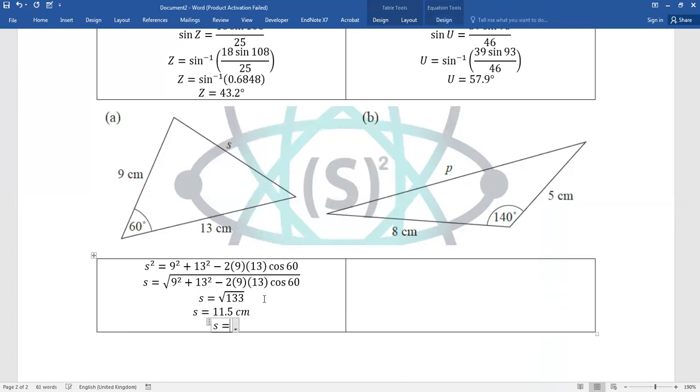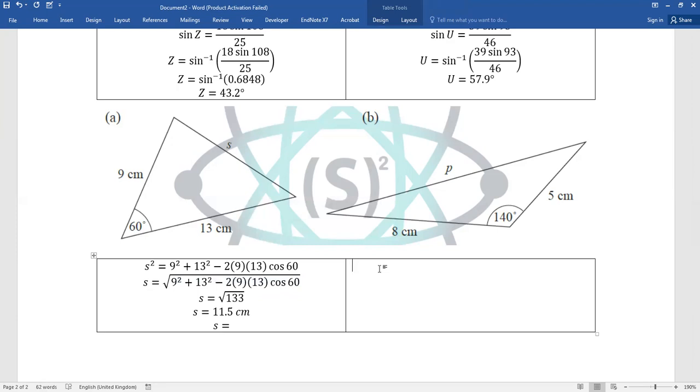Okay, again, you could have also done it this way. You could have figured out this entire value separately. That would be 133, and then you could have put the entire thing in your under root. Remember, I am constantly reminding you these four quantities are multiplying: 2, 9, 13 and cos 60. So just be careful with this. Is this clear? Yes.